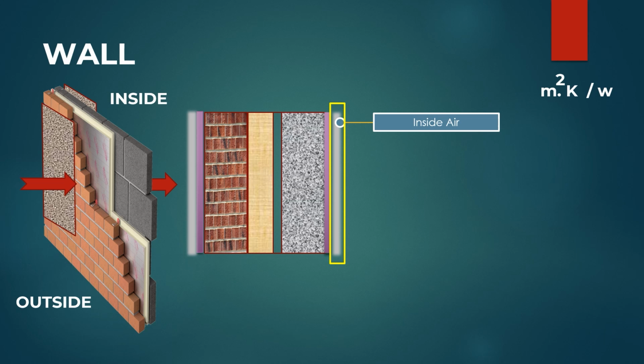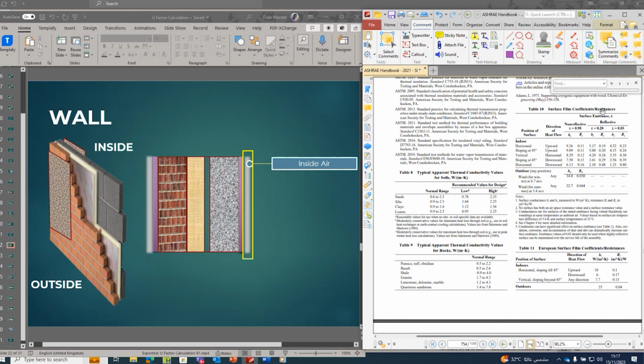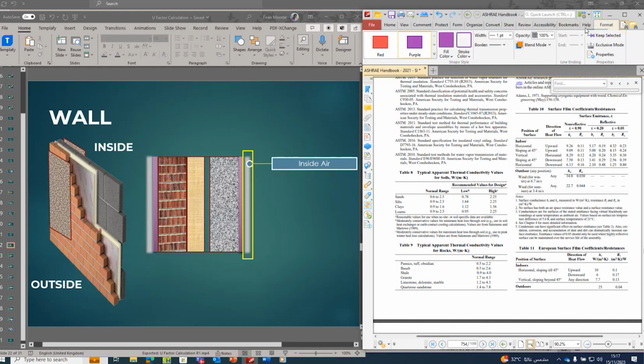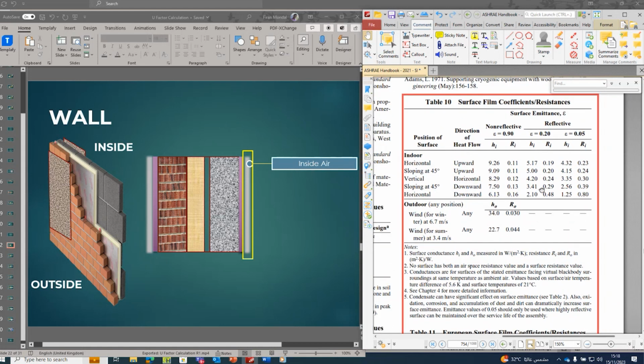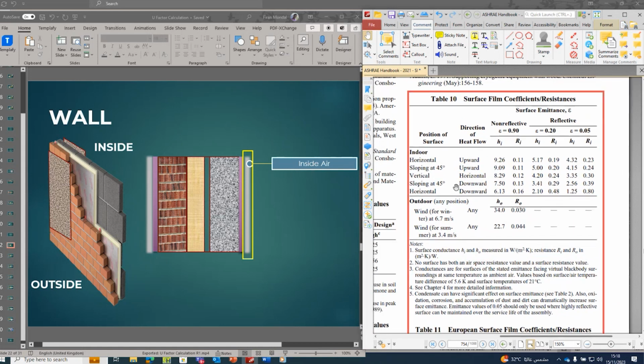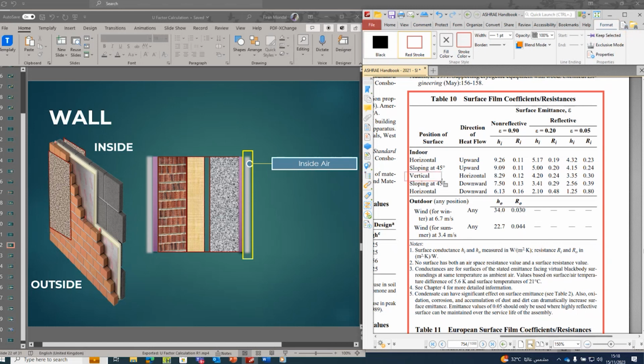If we see the ASHRAE Fundamentals 2021 surface film coefficients, we see table number 10, that is surface film coefficient or resistance. So this is basically the table from which we have to get the data. So the position of surface, look at this wall, it is vertical. So the position of surface, we see that it is vertical. Now the direction of heat flow.